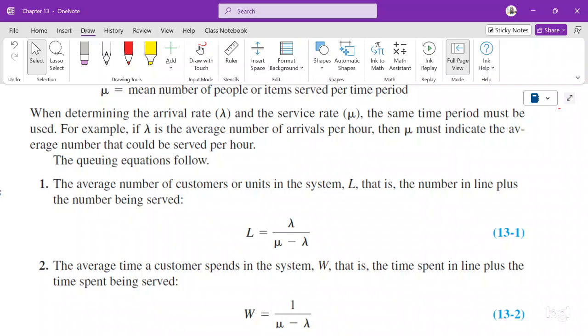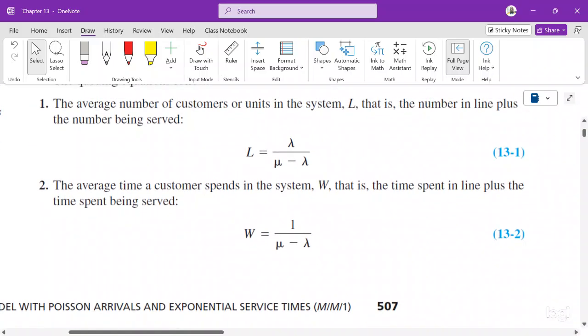Then the average number of customers or units in the system is denoted by L. Ne? I don't want us to write down these formulas because I requested you to either download them or print them. But let's rather download them so that we can move on. The average time a customer spends in the system is W. Now, how long are you kept in the system? That's your W.